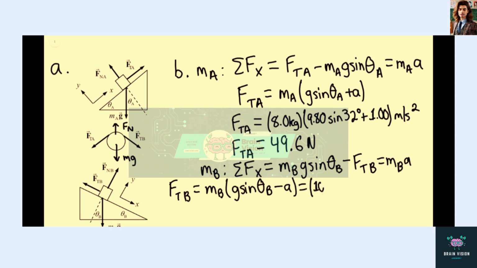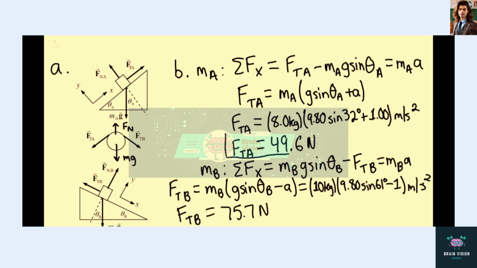So 10 kilograms times 9.80 sine of 61 degrees minus 1.00 meters per second squared. And we find that the force tension sub B would be equal to approximately 75.7 newtons. So this would be our force tension sub A and our force tension sub B for part B.